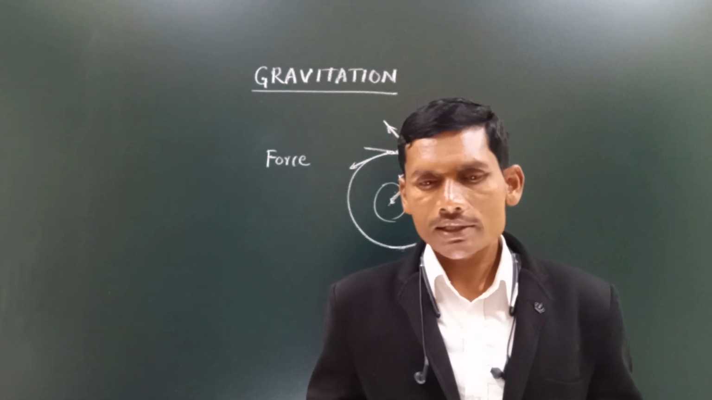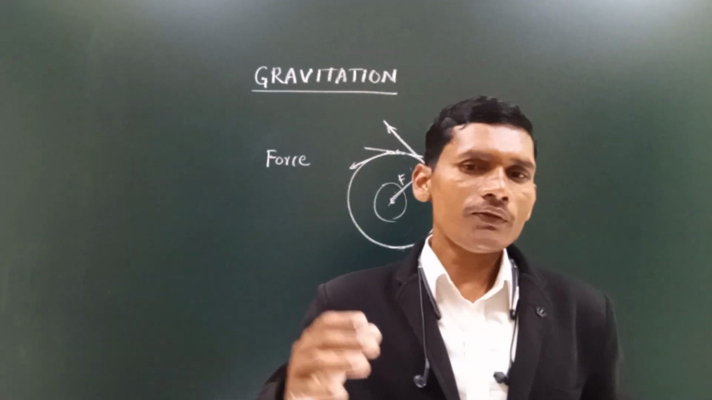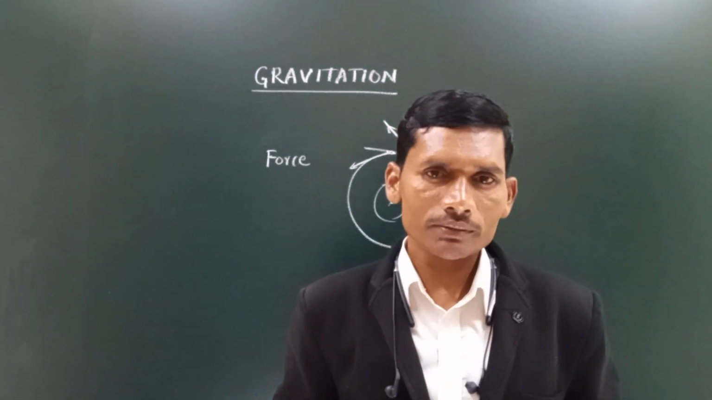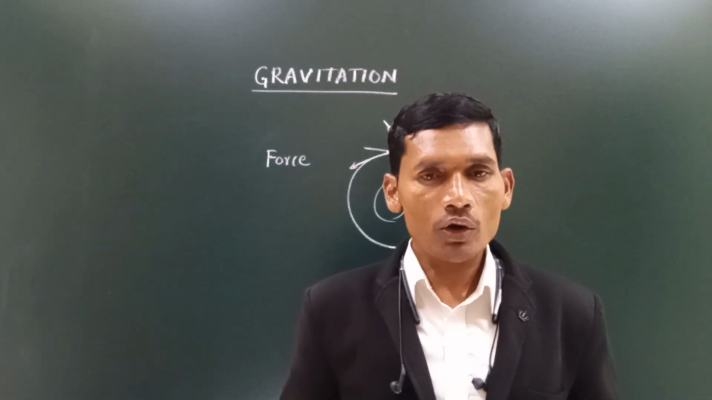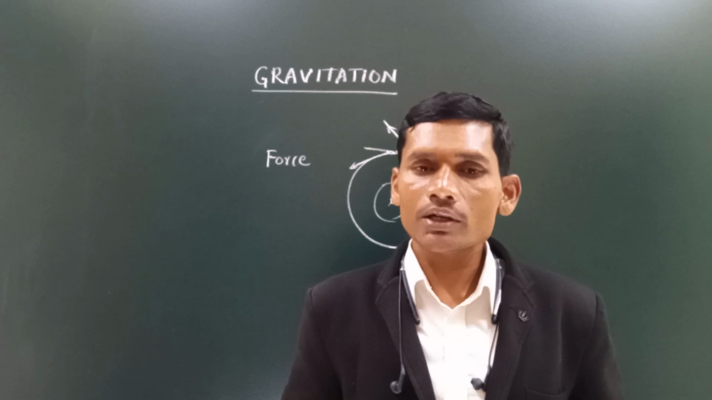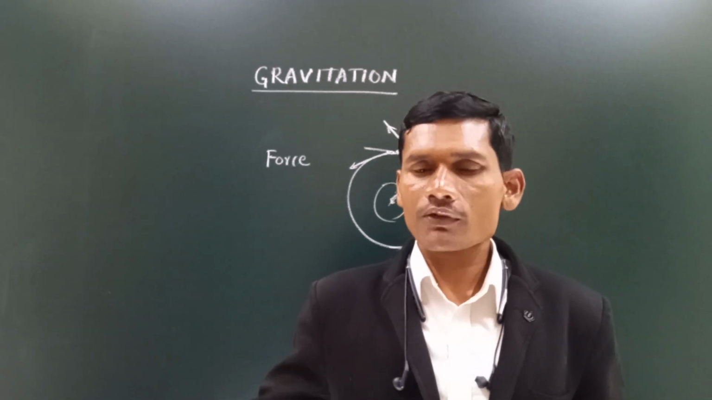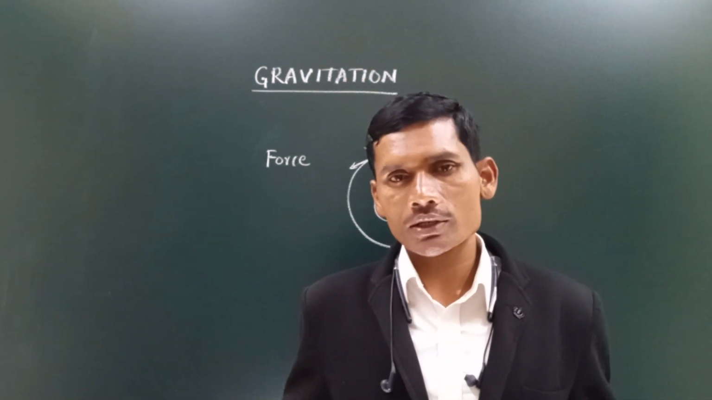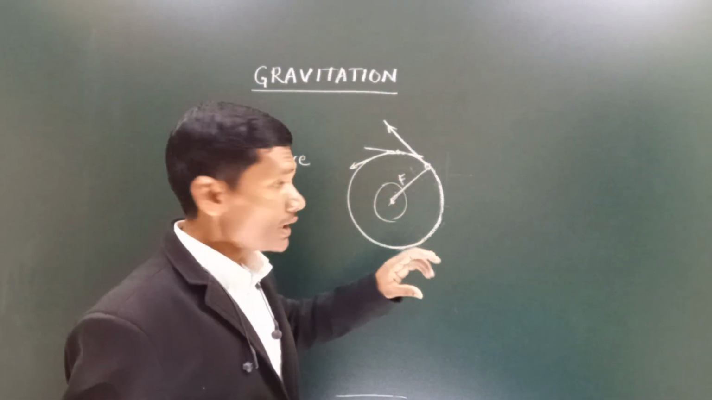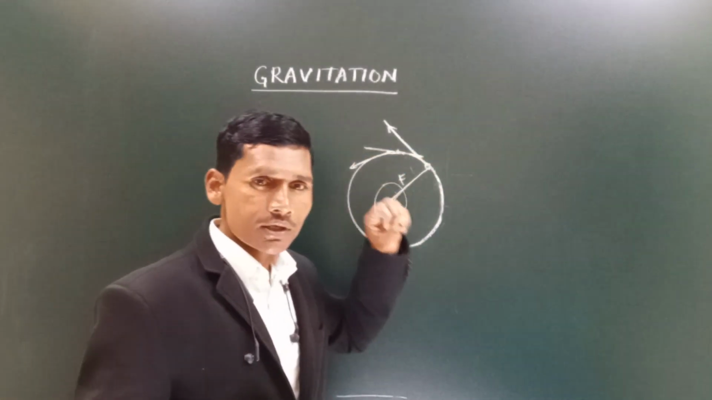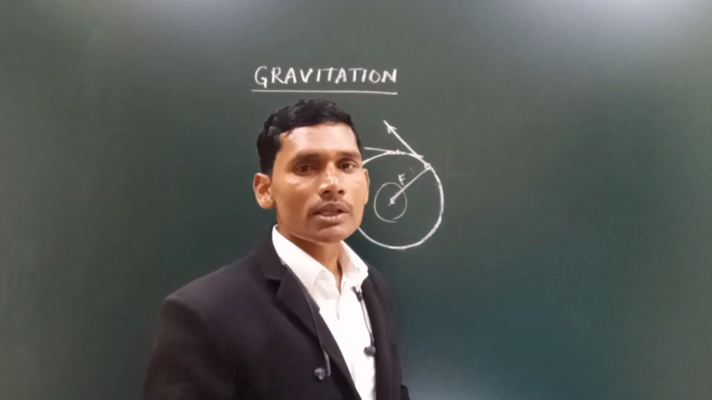And at the same time he also argued that if the apple is falling towards the earth, the earth should also be attracted towards the apple, because according to his third law of motion, for every action there is an equal and opposite reaction, right? For that purpose, if the apple is attracted towards the earth, the earth should also be attracted towards the apple.